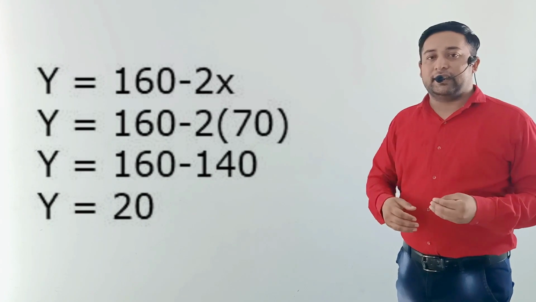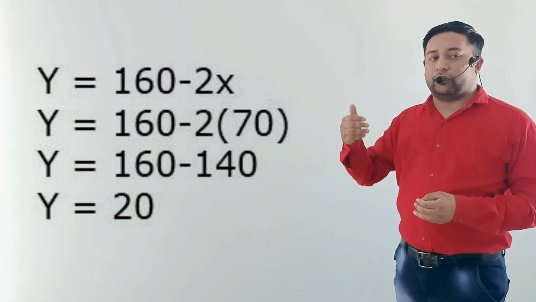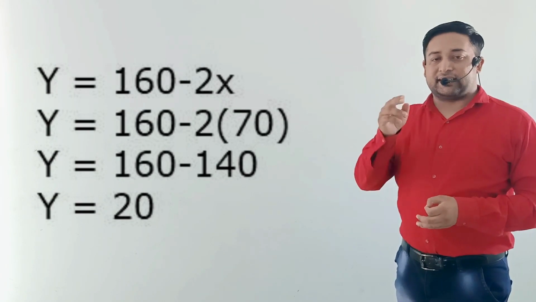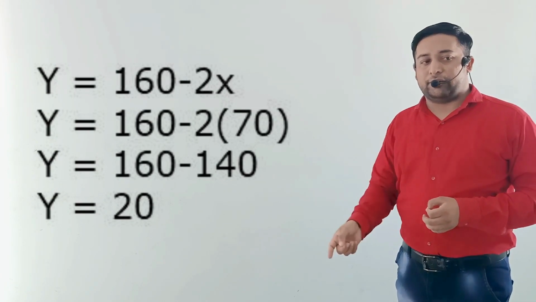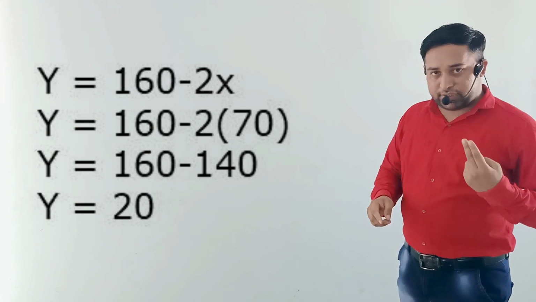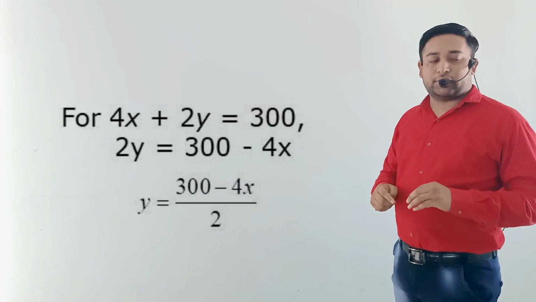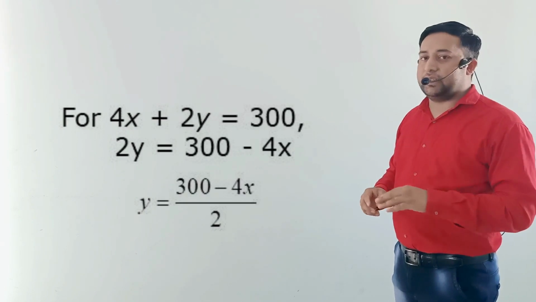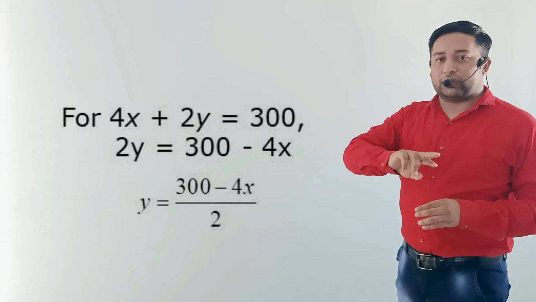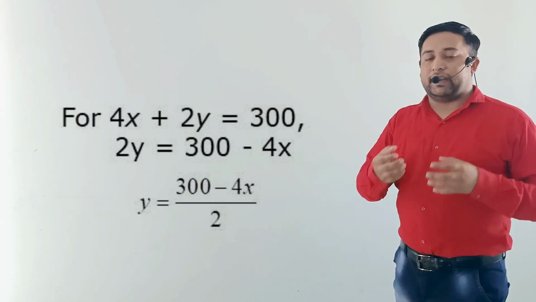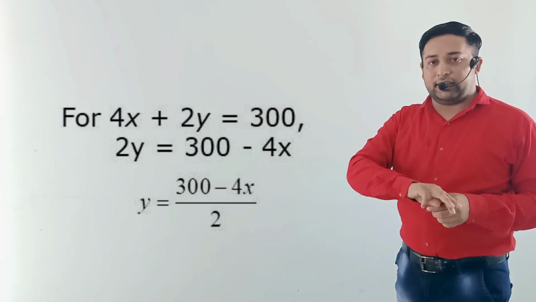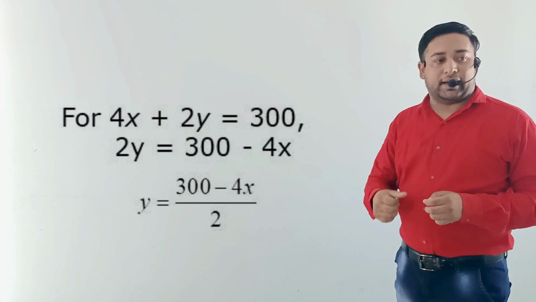So what are my three values of x and what did I get as the values of y? X is 50, y is 60. X is 60, y is 40. And x is 70, y is 20. Moving on to question number 2, which says 4x plus 2y is equal to 300. Here none of my constants is 1. So 2y is equal to 300 minus 4x, and I get the value of y as 300 minus 4x divided by 2.